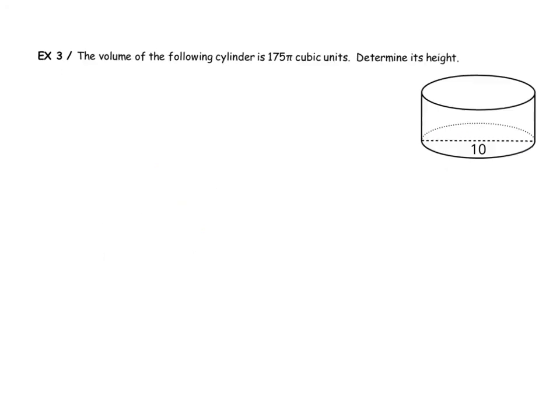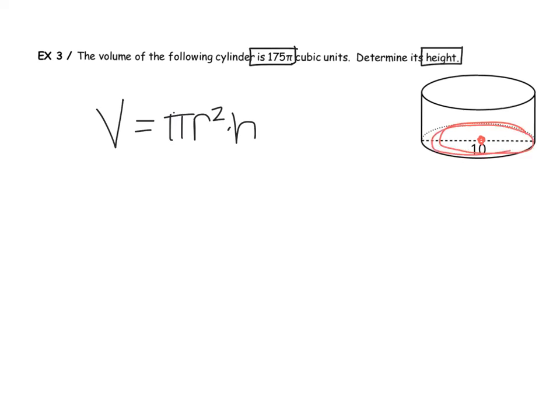We have one last example to do together. In this last example, we are given the volume and we need to find the height. So I'm going to again write my formula. Volume equals base area, in this case pi r squared, times height. And I'm going to fill in what I know. I know that in this base here, the radius must be 5 since the diameter is 10. So I'm going to fill in a 5 for my radius. I'm going to keep the pi and the squared.